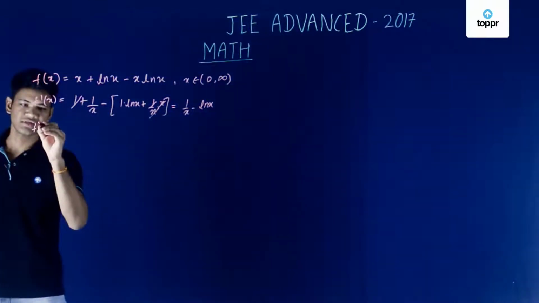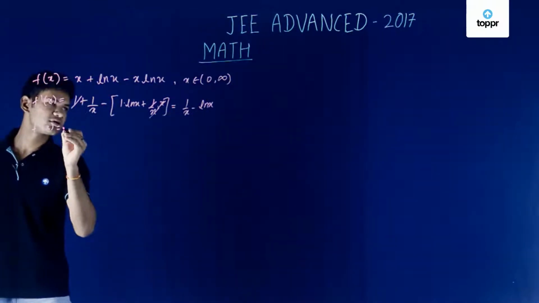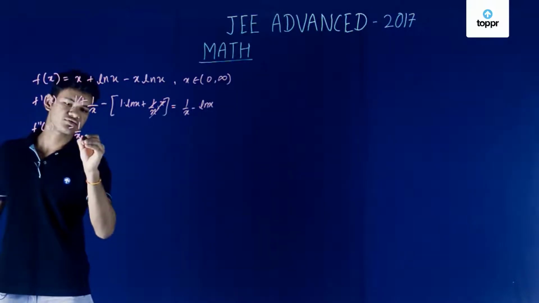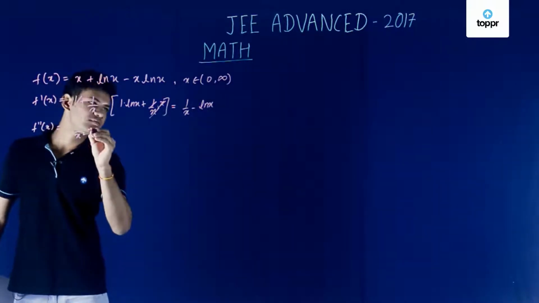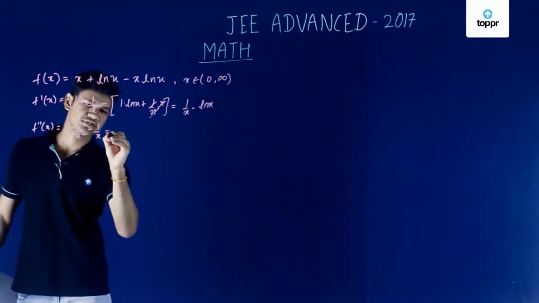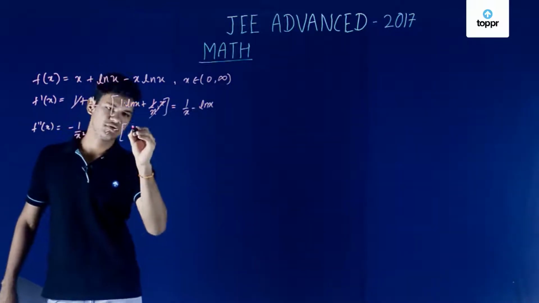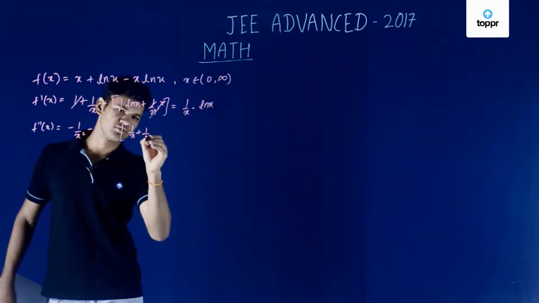f double dash x will then come out to be minus 1 upon x square minus 1 upon x, which is nothing but negative of 1 upon x plus 1 upon x square.